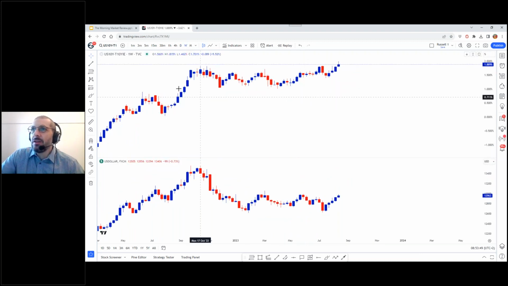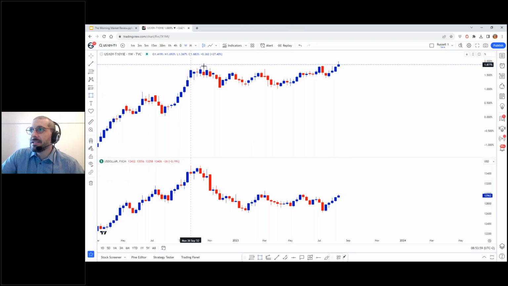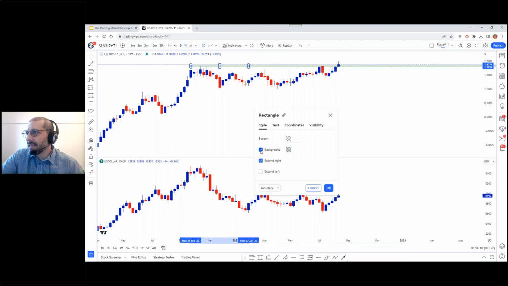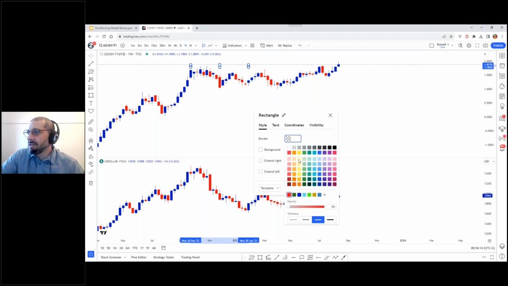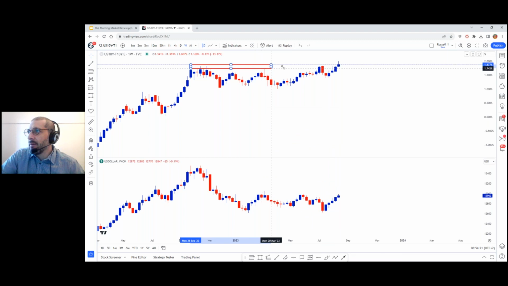Okay, and what we can do here, we can go ahead and bring up a resistance over there. Okay, let me just fix this up. I don't quite want it to show this way. Let's take out the background. Let's take out the extend right. I'm going to make this red, and I just want the border. Okay, yeah, that's better for me. All right, and we pull this across.